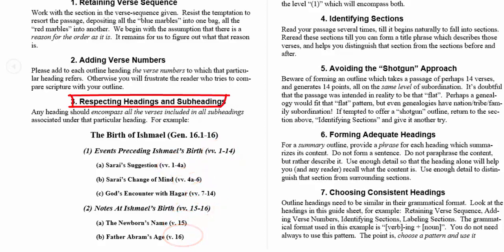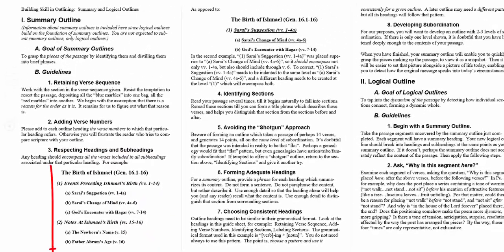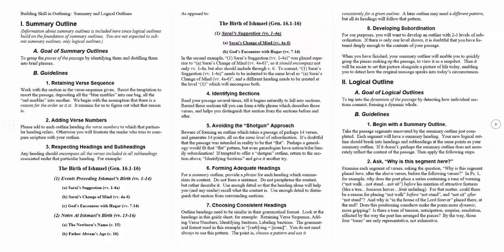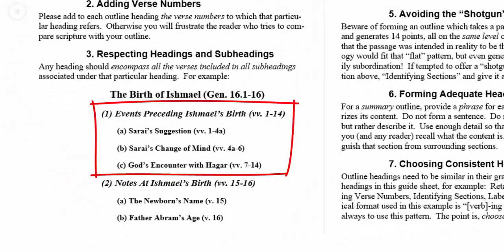Third, we want to respect the headings and the subheadings. Here you find two sample outlines for the birth of Ishmael, one at the bottom of the first column, another at the top of the second column. As you look at heading 1, events preceding Ishmael's birth, verses 1 to 14, this indicates that any subheadings thereunder should be confined to and represent all of verses 1 through 14.